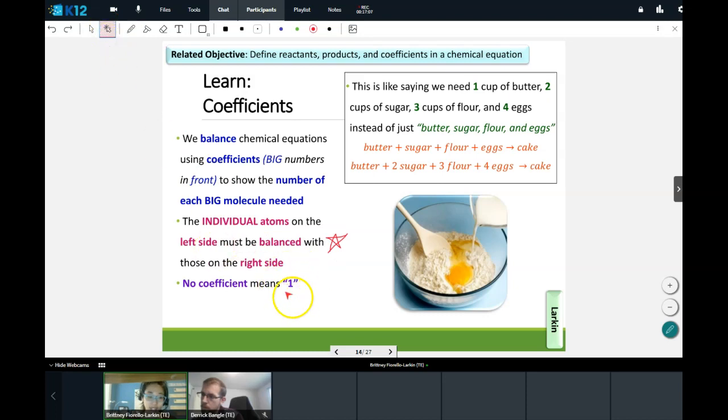Remember that any blank number just means 1. So if it doesn't have a coefficient, that just means 1. It doesn't mean 0. If it meant 0, we just wouldn't write it into the equation in the first place.